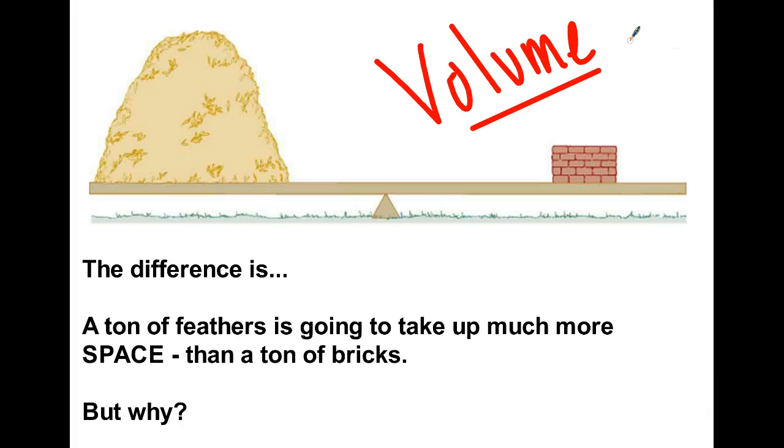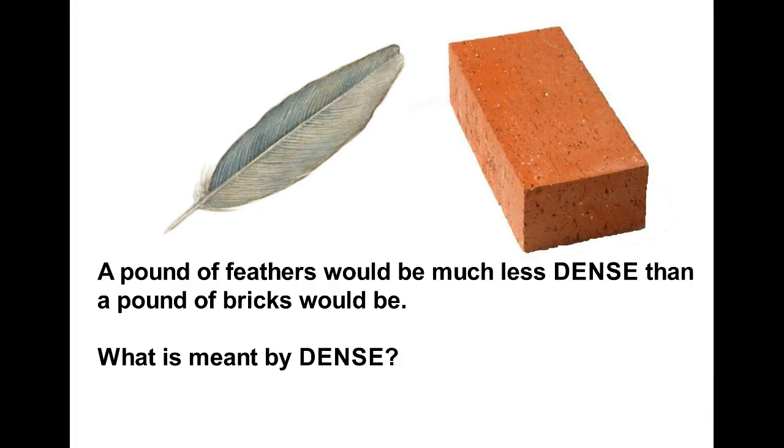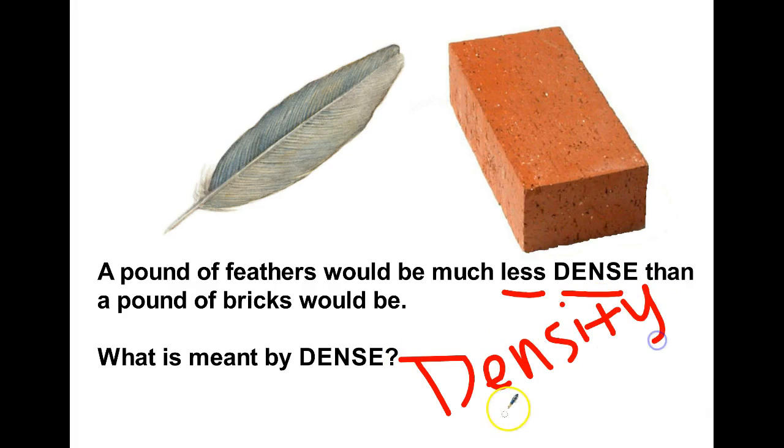And so why is that? The scientific answer would be that a pound of feathers is much less dense than a pound of bricks. And so what is meant by dense? Maybe you have heard the word density before. And if you have, density is precisely the topic that we're going to be working with here over the next week to a week and a half.